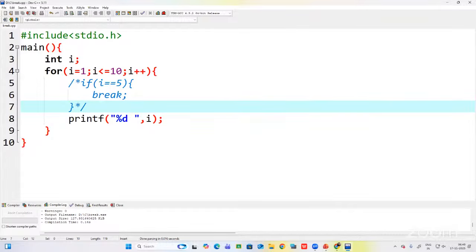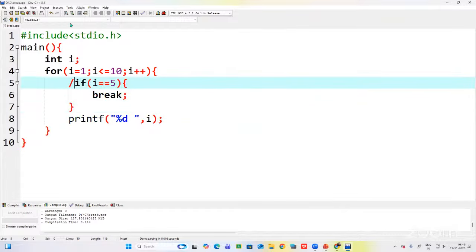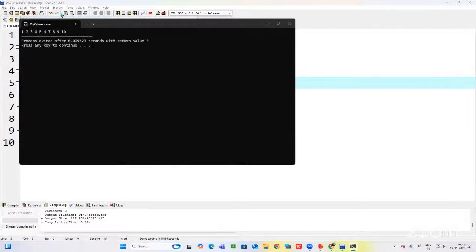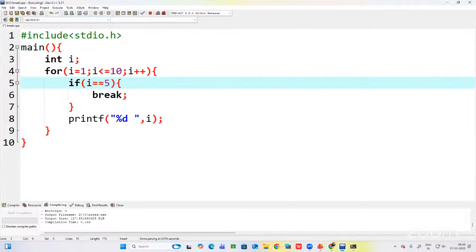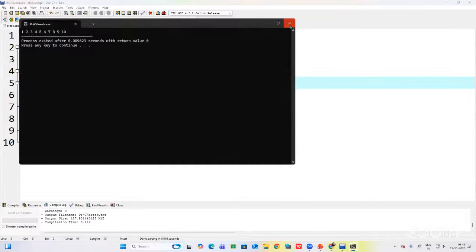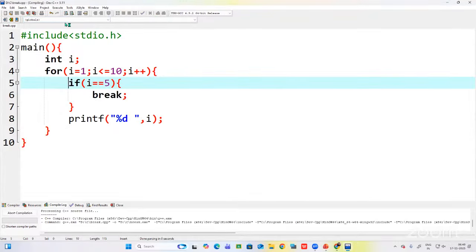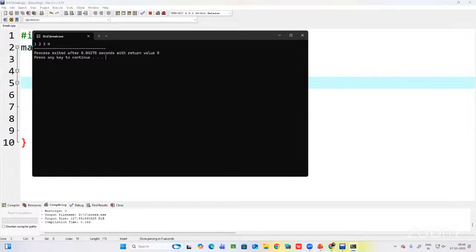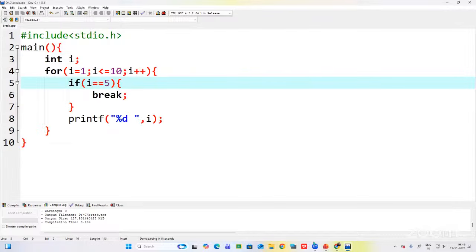Then if I have written break, sorry, I did not compile it, that's why it got the earlier output. The output I'll be getting is 1, 2, 3, and 4. So that is the significance of the break keyword.